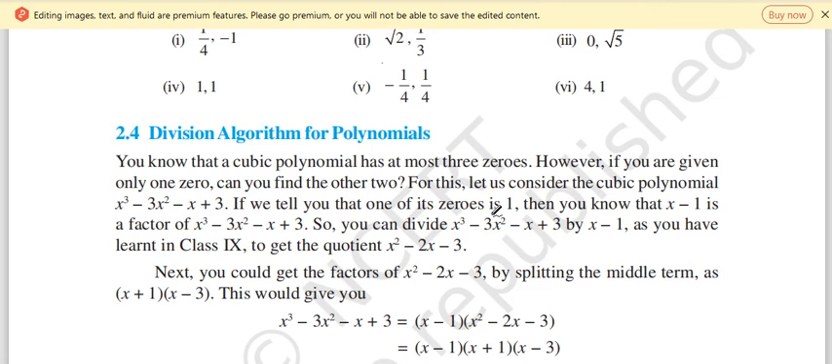Let us consider a cubic polynomial, and if one of its zeros is 1, then x minus 1 is a factor of this, so we can divide these polynomials by x minus 1, as we have learned in class 9, and we get the quotient x square minus 2x plus 3. Next we could factorize x square minus 2x by splitting the middle term method. We get this, then we give x minus 1 into it, and so on.